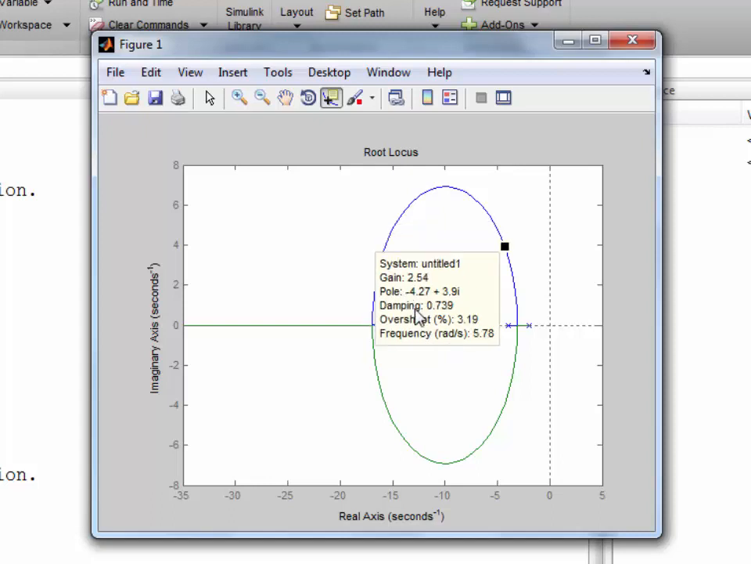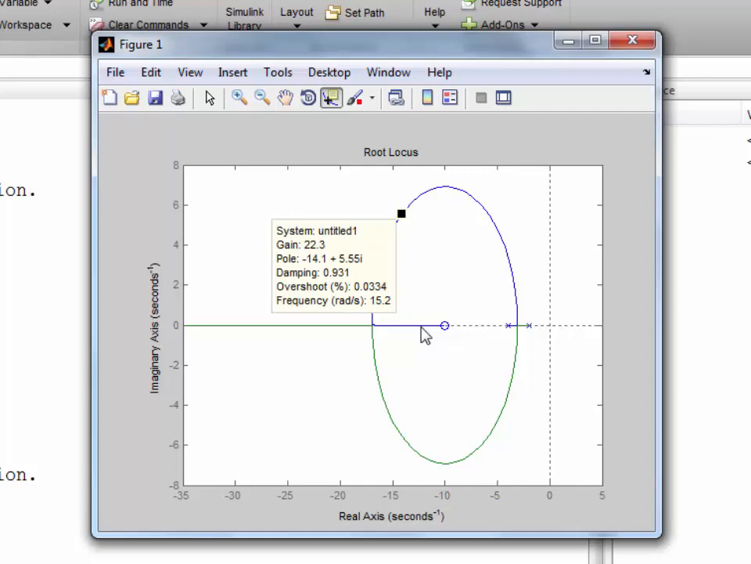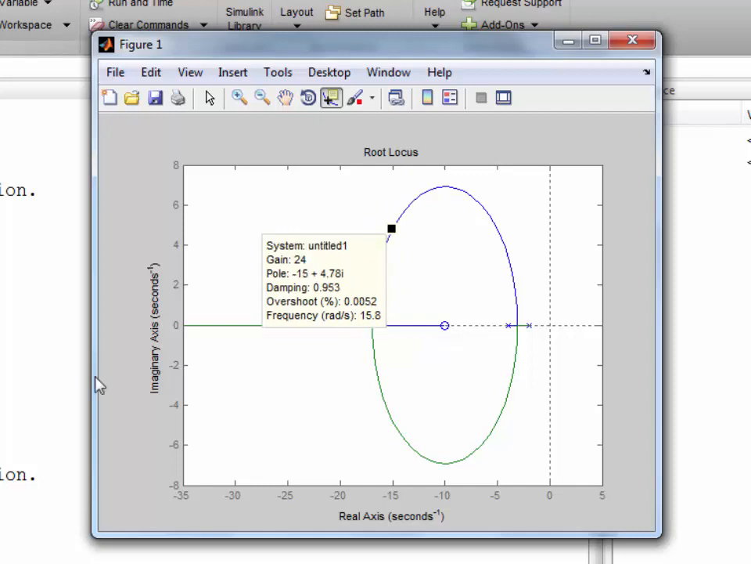And something like this might put us more safely in our region, or even something over here might put us more safely in our region. So this gives us our gain and our pole location. So it does appear indeed that we can use a PD controller in order to achieve our desired pole locations.